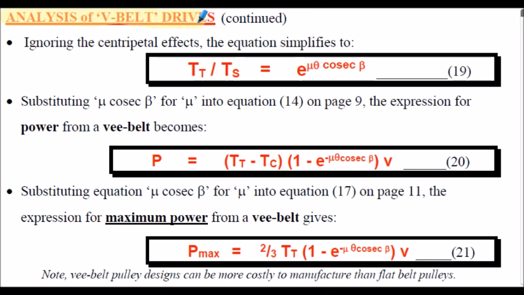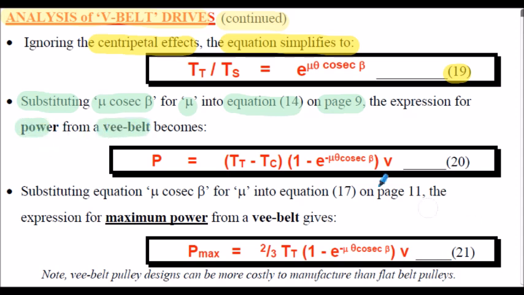Analysis of V-belt drives continued. If we ignore the centripetal effects from equation 18 on the previous slide, then the equation simplifies to that shown in 19 here. And again, substituting mu cosec beta for mu in equation 14 in our previous presentation for the relationship of power, this time for a V-belt drive. So equation 20 here relates to power generated from a V-belt drive, and the only difference between this equation and the equation for a flat belt drive is the cosec beta in the equation.